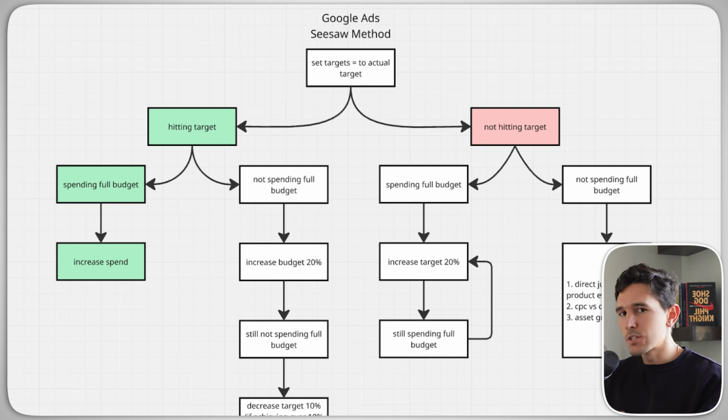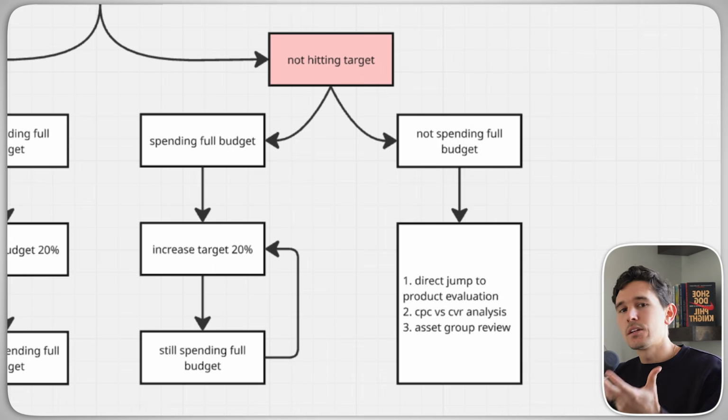Now on the right side of this flowchart, we have the not hitting target, and this is where things get more and more complex. If you're not hitting your target, you're not a happy camper. And the worst thing that Google could do is it could not hit your target and spend your full budget.